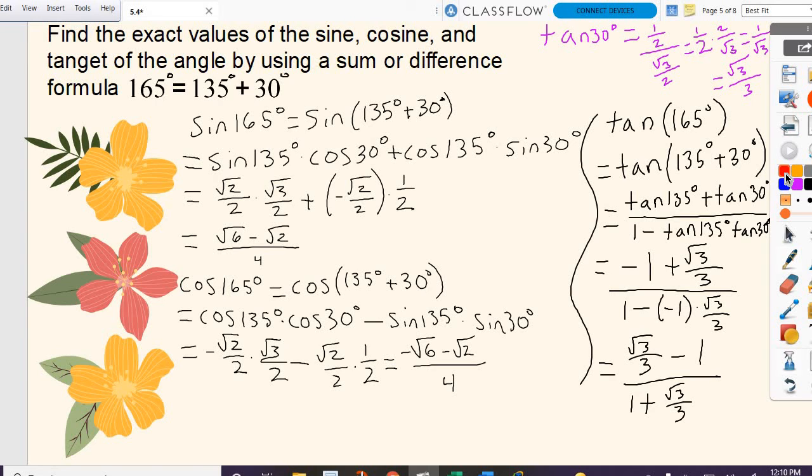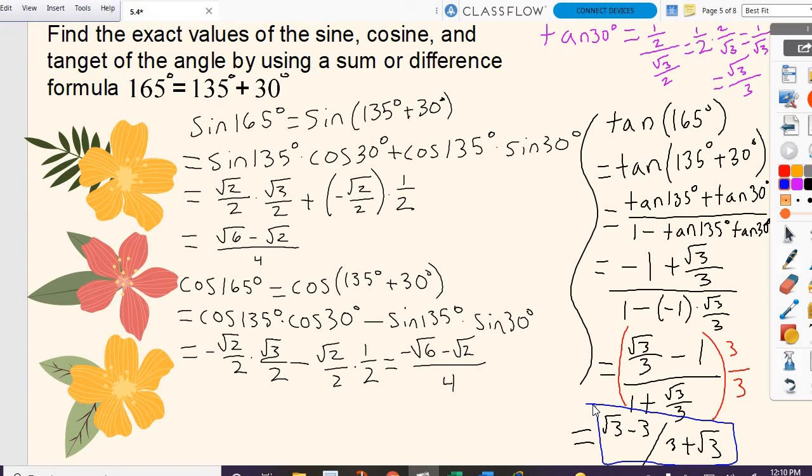Notice, what's our denominator on the top and the bottom? 3. So I'm going to multiply by 3 over 3, because it's going to get rid of those extra fractions. So on top, I would just have the square root of 3 minus 3. And on bottom, we would have 3 plus the square root of 3. So we still can't simplify anything out or reduce anything, but it makes it a little bit nicer.